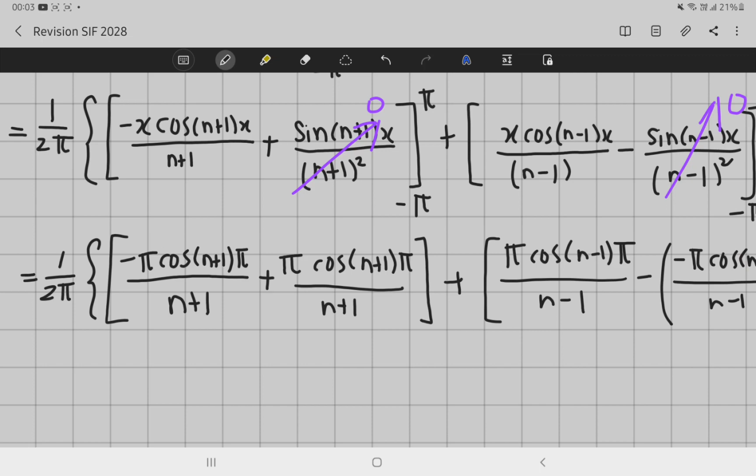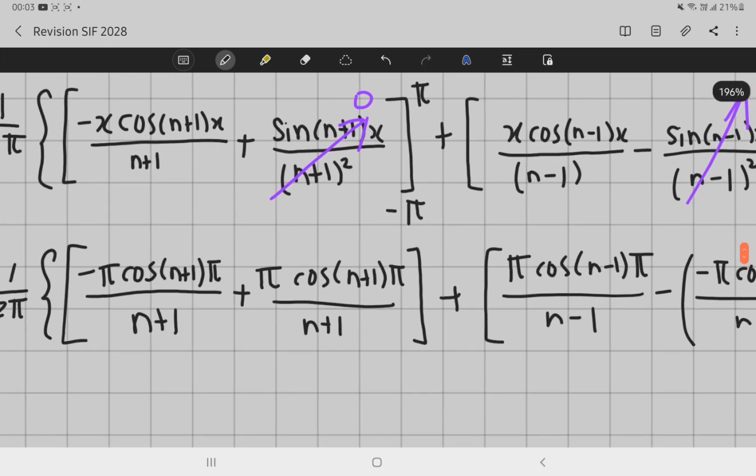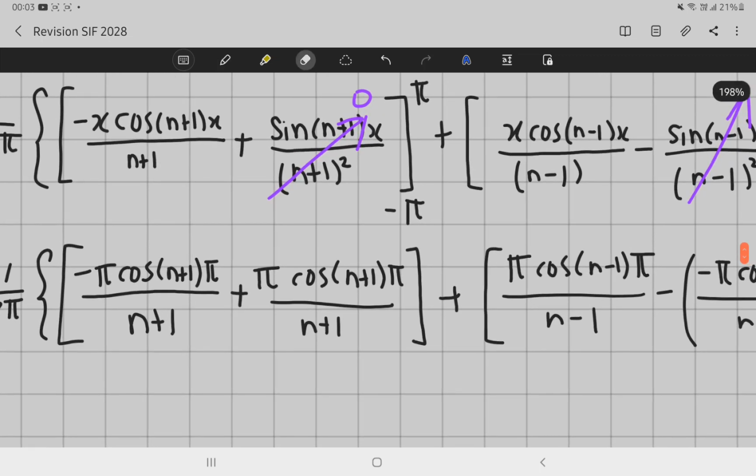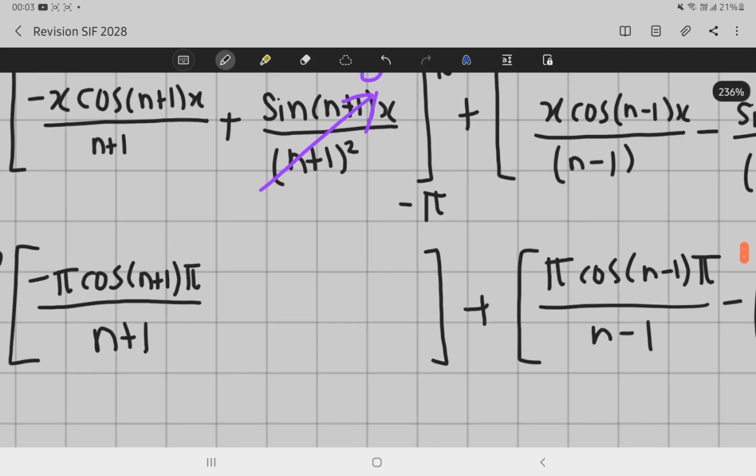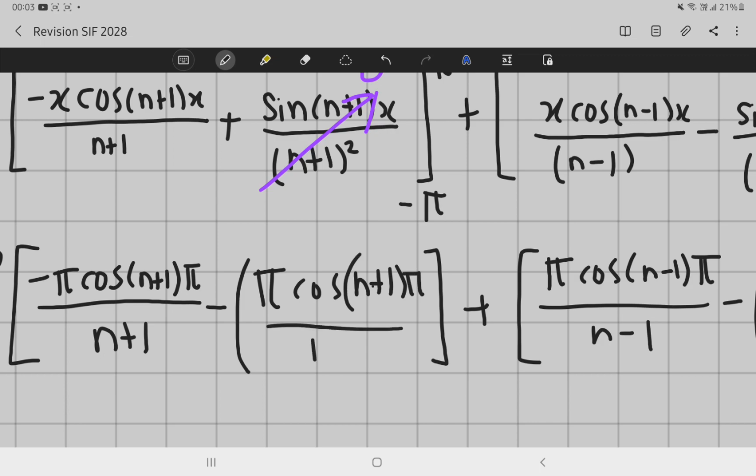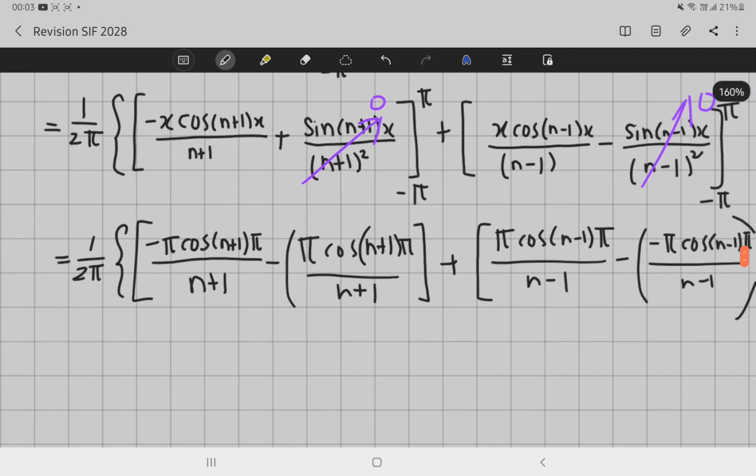So it's minus, oh yeah, I think I'm wrong in this. Wait, I'm confused. Minus, it's plus pi cosine (n plus 1) pi over n plus 1, like that.